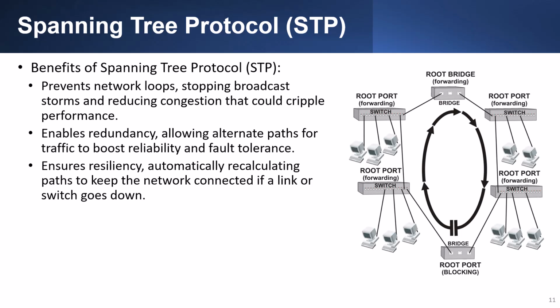Benefits of Spanning Tree Protocol include: prevents network loops, stopping broadcast storms and reducing congestion that could cripple performance. Enables redundancy, allowing alternate paths for traffic to boost reliability and fault tolerance. And ensures resiliency, automatically recalculating paths to keep the network connected if a link or switch goes down.